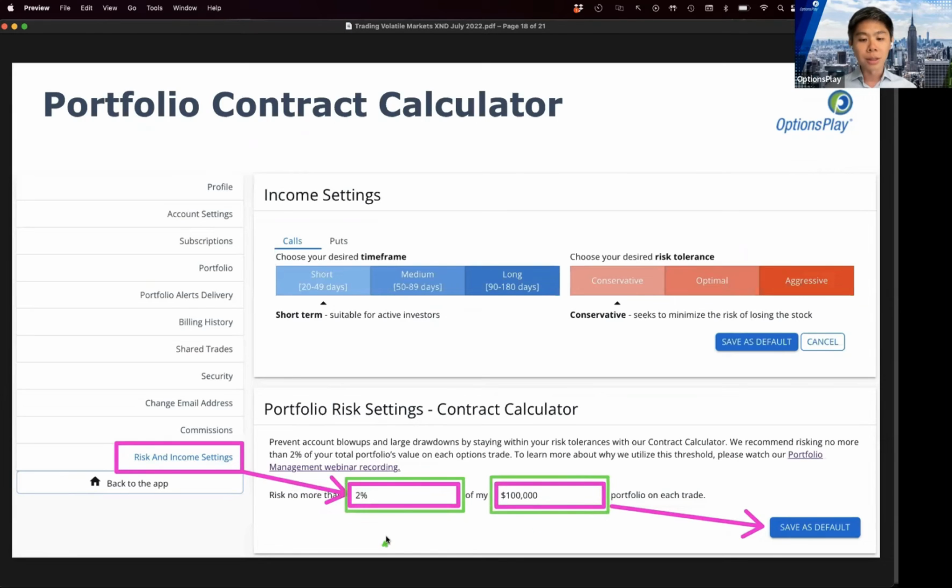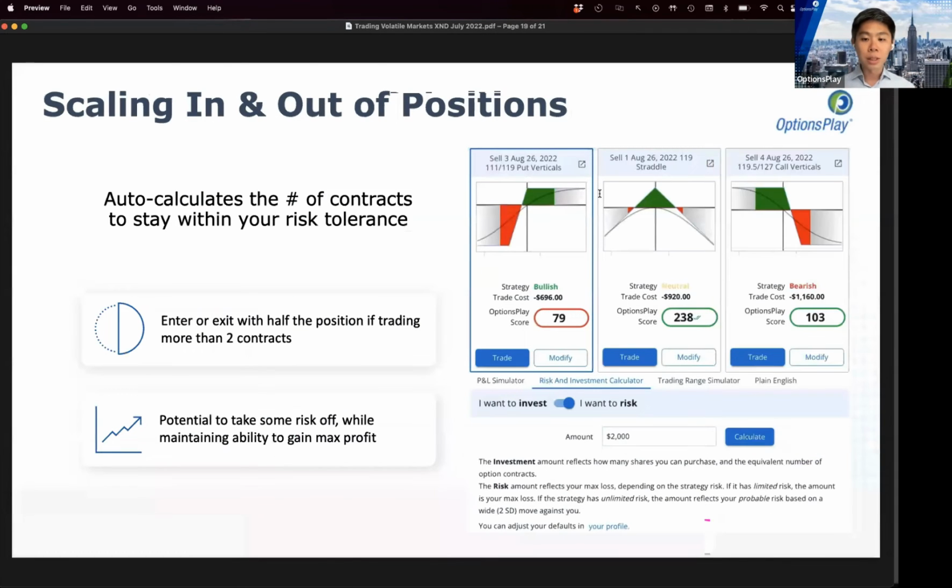And what we default this to is 2%. You can change it, but I don't recommend you do that. All you should do with this calculator is input your total account value, whether you have a $10,000 account or a $10 million account. Enter that amount. And our platform will automatically, on the risk and investment calculator, which is on your OptionsPlay platform, fill out the amount that's appropriate for you to risk. So if you have a $100,000 portfolio, 2% of that is $2,000.